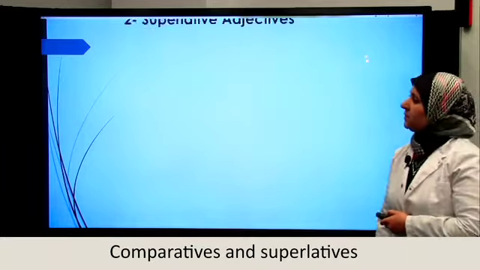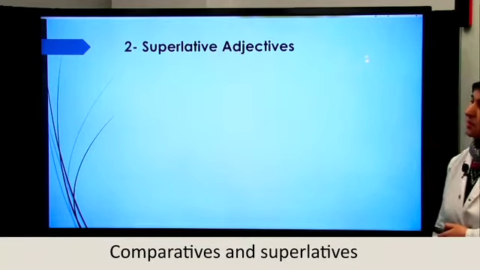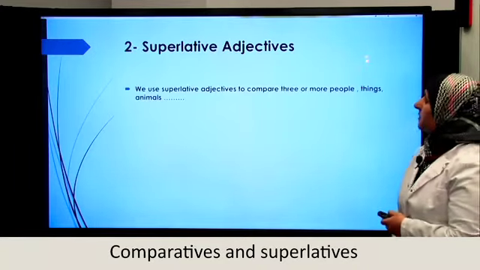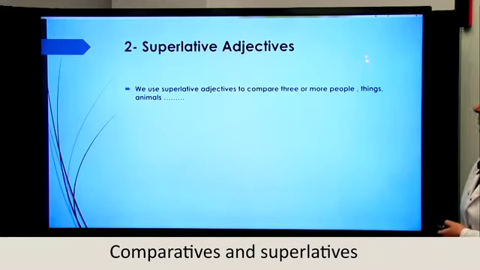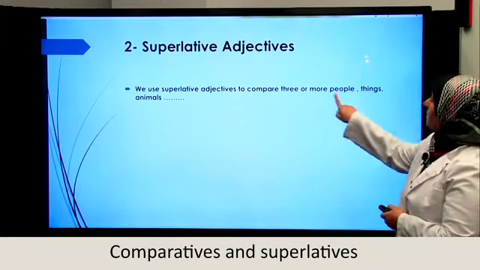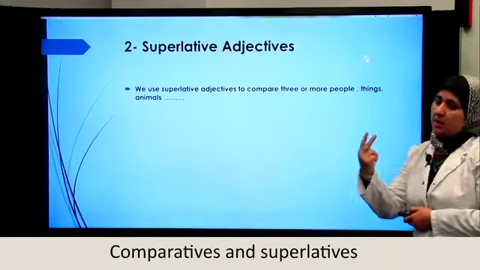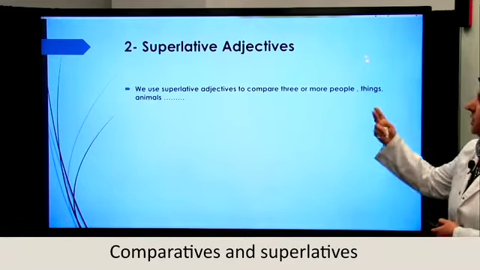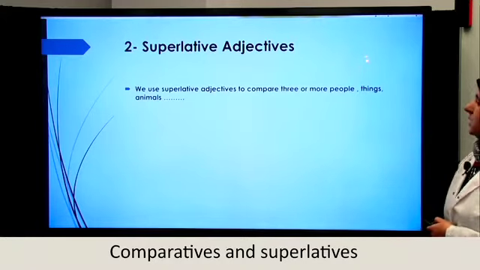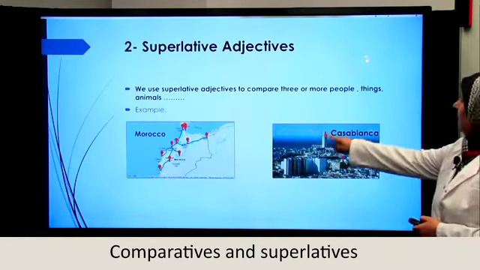Okay, now we move to superlative adjectives. Why do we use superlative? We use superlative adjectives to compare three or more people, things, or animals. In the comparative, we compare only two people or two things, but with the superlative, we can compare more than one person. Let's go to Casablanca.